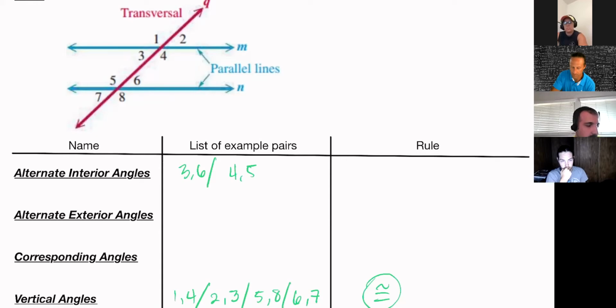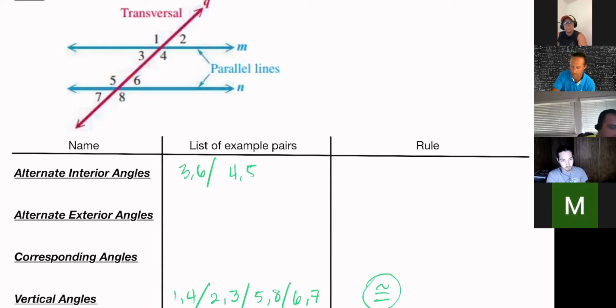The same angle. Very good. How about 4 and 5? So our rule is that they also are congruent. If you watch the videos, I kind of explain why these are, and I go through the whole spiel. But again, this is just a quick overview and review.